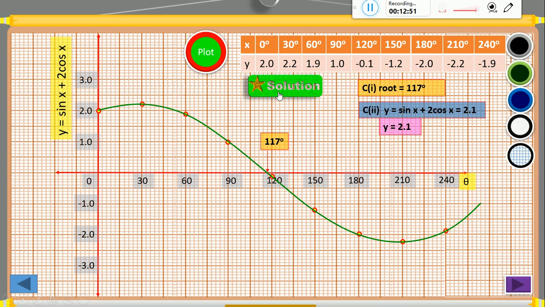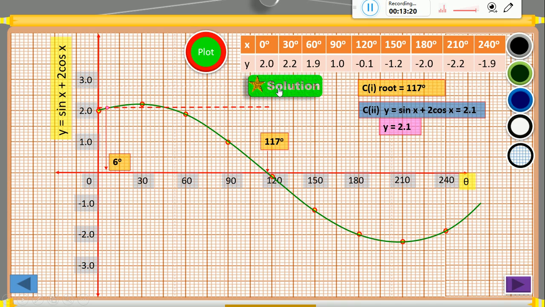For C2, we are to find the value of y, which is sin s plus 2 cos s, equal to 2.1. That means y should be equal to 2.1. So we are going to draw a horizontal line passing through 2.1. The red dashed line is that line. As you can see, that line crosses the curve in this position.